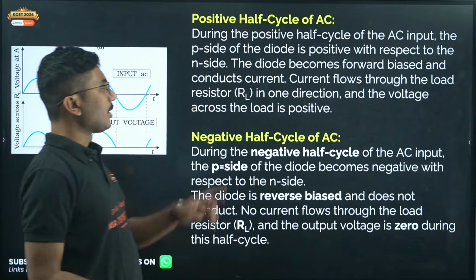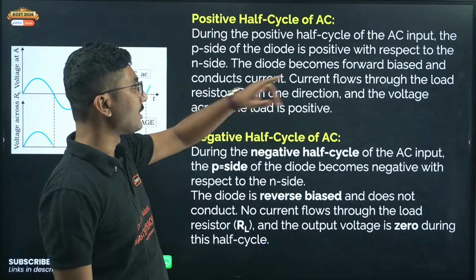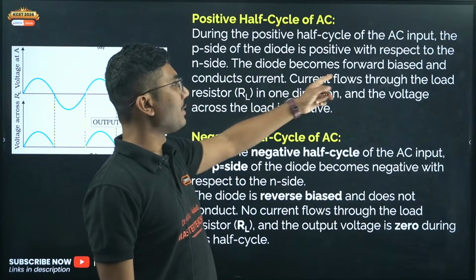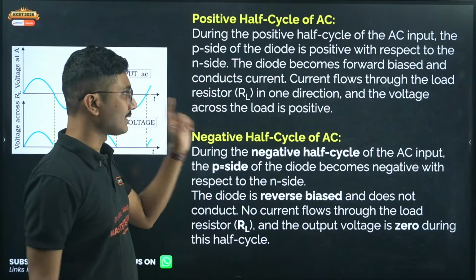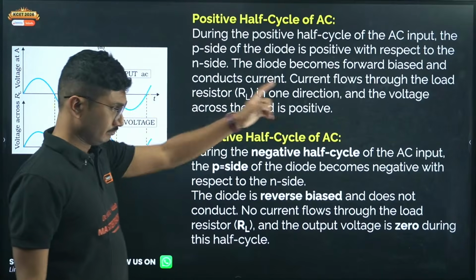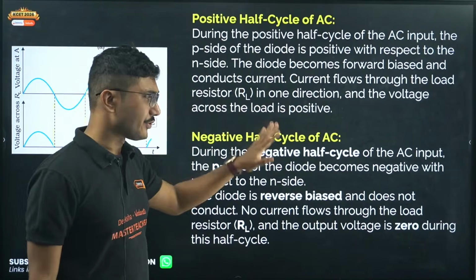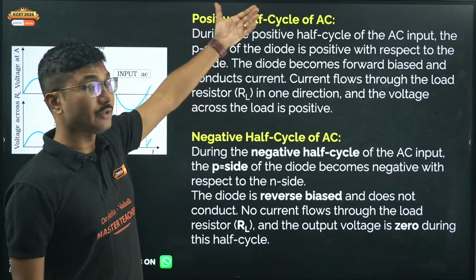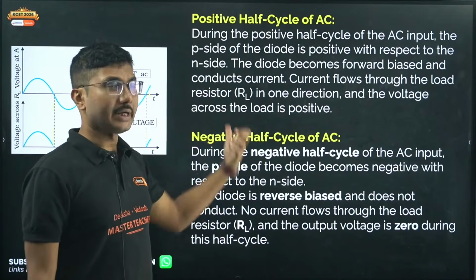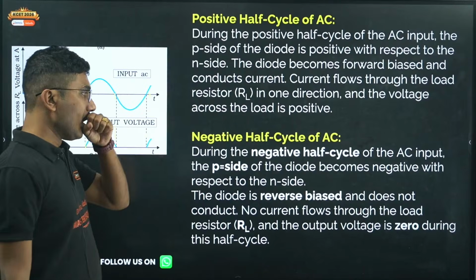During the positive half cycle of the AC input, the P side of the diode is positive with respect to the N side. The diode becomes forward biased and conducts current. Current flows through the load resistor RL in one direction and the voltage across the load is positive. During the negative half cycle, here you have to separate the positive and negative half cycle for half wave as well as in full wave.